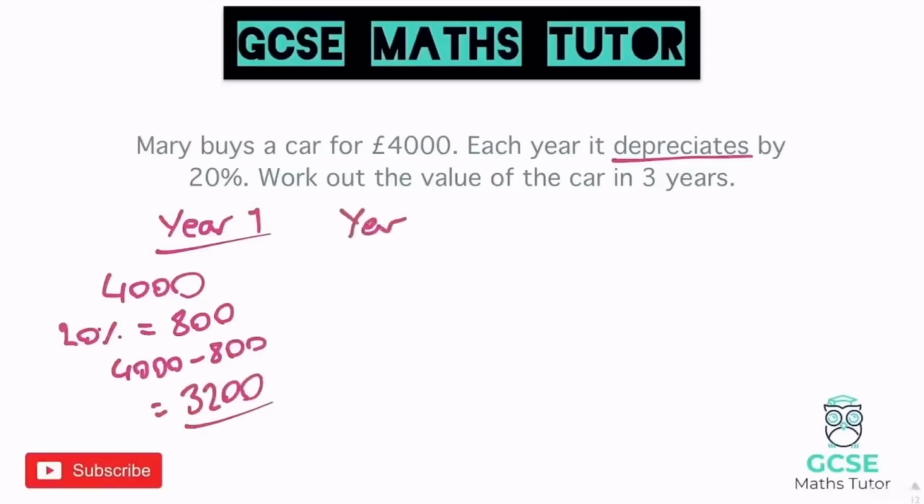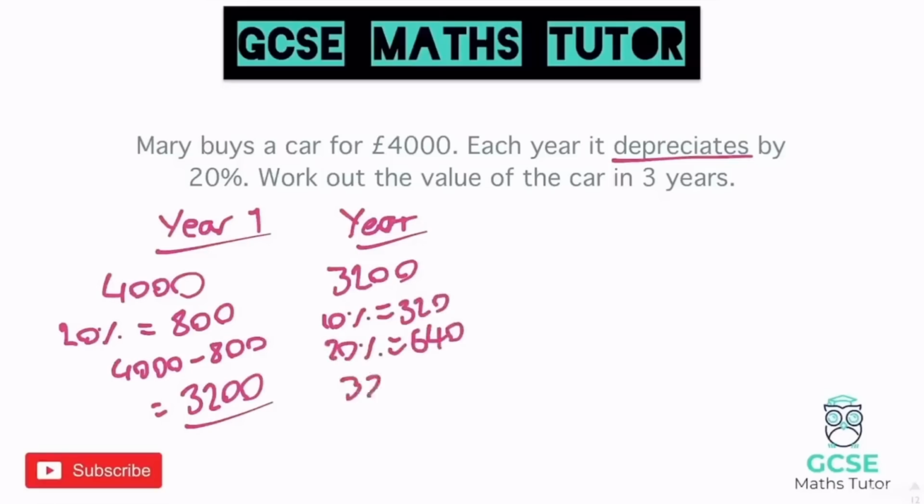Now in the second year, it's worth 3,200. 10% of that is 320. 20% of that is double that, 640, and we could subtract 640. So 3,200 take away 640 will leave us with our value for the next year. Take away 640 there gives us 2,560, and we can finish this off, or I should have said year 2, we can finish this off on year 3.